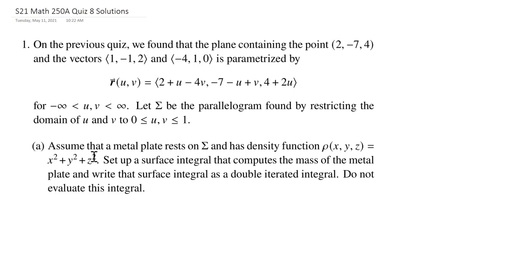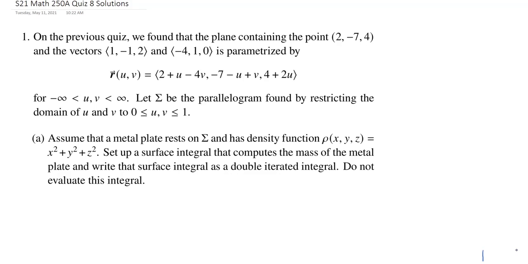And in the problem, we assume that there's some sort of metal plate which is resting on top of this parallelogram, and the density function, rho, is given by the sum of the squares of the coordinates. We want to compute the mass of this metal plate by setting up a surface integral and then rewriting it as a double iterated integral. And we don't have to evaluate this integral, but at least we should set this thing up and get it ready to be evaluated.